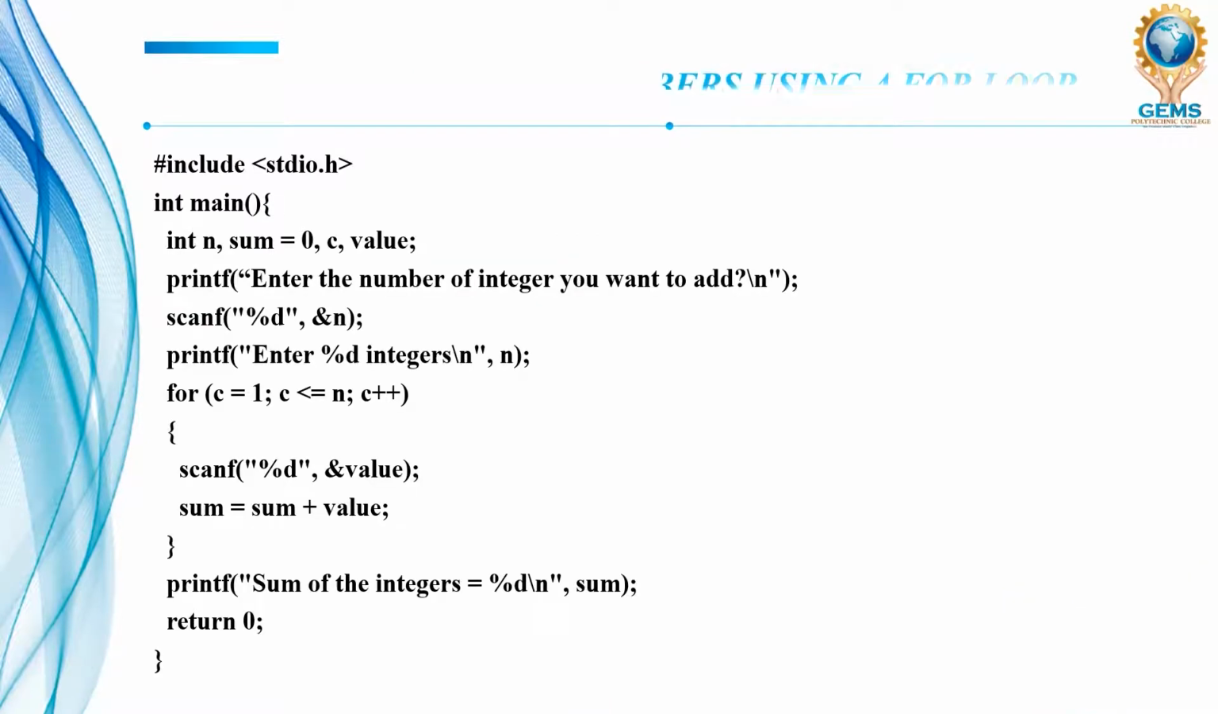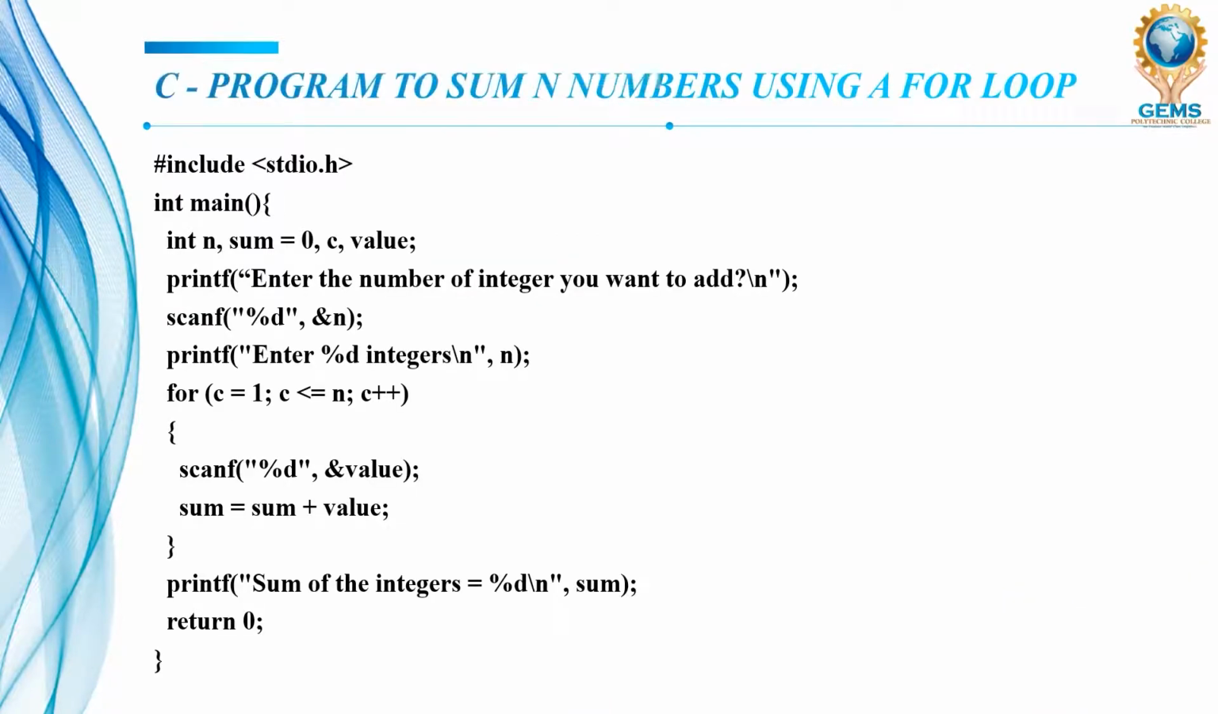Now this is our source code in C language to sum n numbers using a for loop. That means we are using the concept of a for loop and we are going to sum n numbers. This is our header file, stdio.h, as we know, standard input output. int main, this is the main function. We start a curly bracket. Our program will start from here.